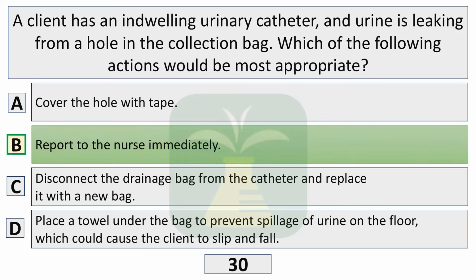Correct answer. B. Report to the nurse immediately. The system is no longer a closed system and bacteria might have been introduced. The nursing assistant should report to the nurse immediately for the removal of the catheter and inserting a new one using sterile technique. Placing a towel under the bag and taping up the hole leave the system open, which increases the risk for infection. Replacing the drainage bag is not recommended due to the limitations of the duties of the nursing assistant and the increased risk of infection.